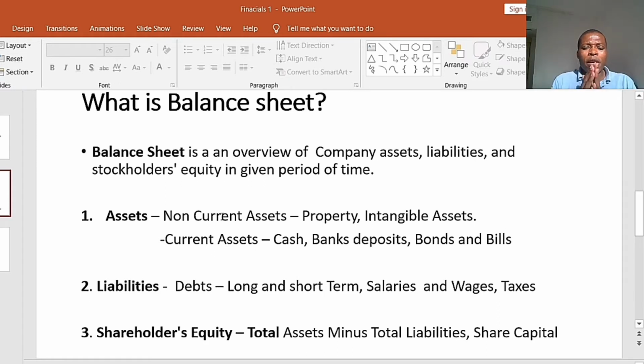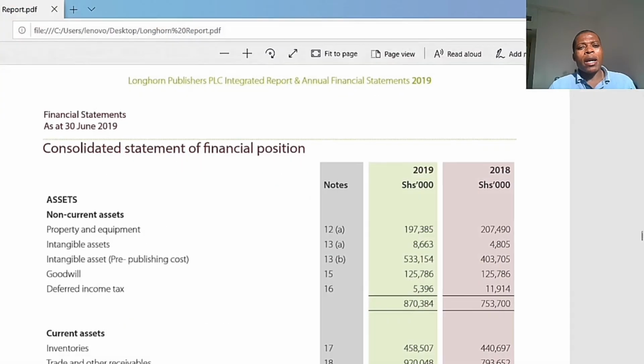So let's go to a third point, where we have to go to the balance sheet. I chose one of the companies that is in Kenya. It's Longhorn Publishers. The reason why I chose it is because it's simple to understand. So after knowing how to read this balance sheet, you can go ahead and read more complex balance sheets after understanding these meanings and statements.